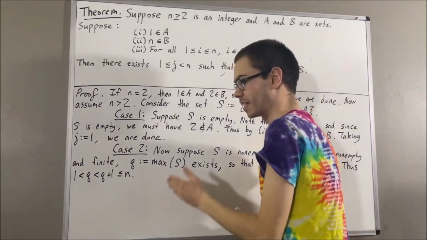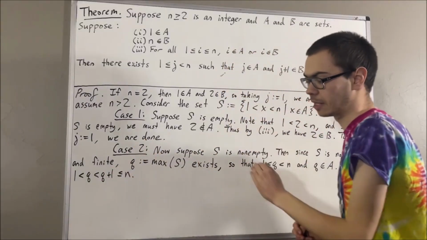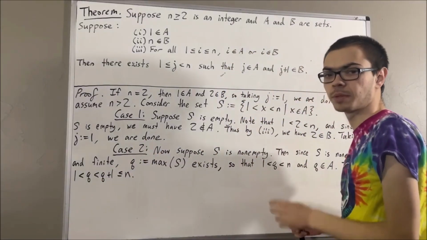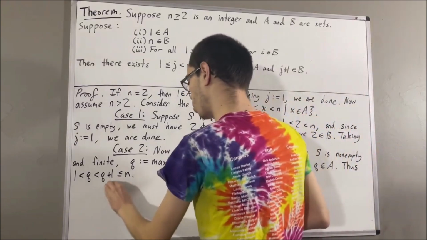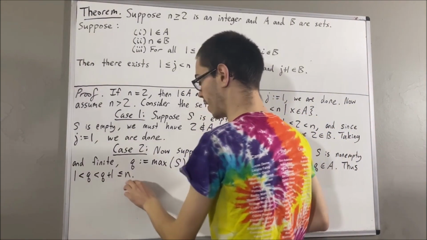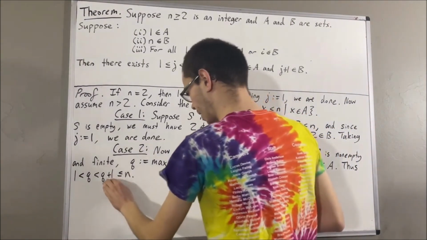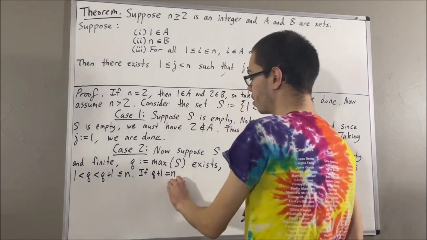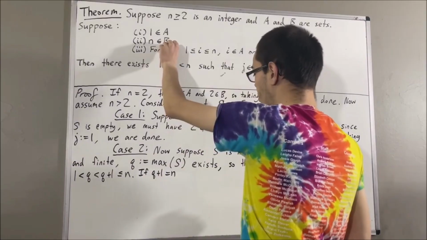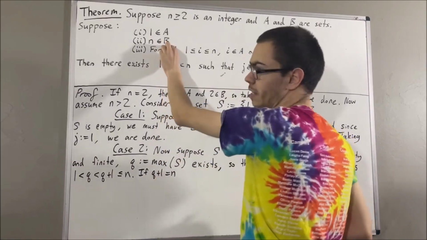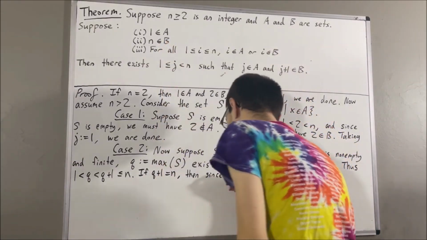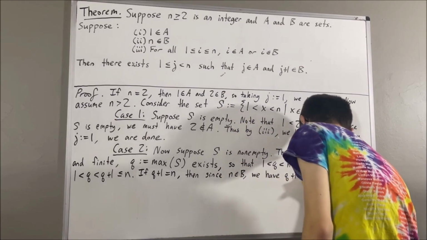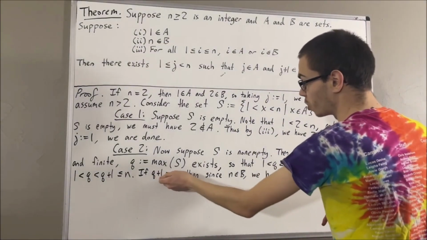Now the claim is that Q plus 1 is an element of B. And to show that, we're going to split this up into two cases. Either Q plus 1 is equal to N, or Q plus 1 is less than N. Let's first consider the case Q plus 1 is equal to N. If Q plus 1 is equal to N, well, since N is an element of B, we immediately have that Q plus 1 is an element of B. So this completes the case Q plus 1 is equal to N.